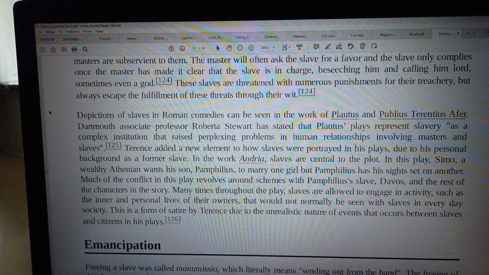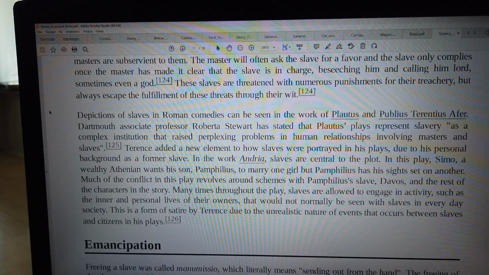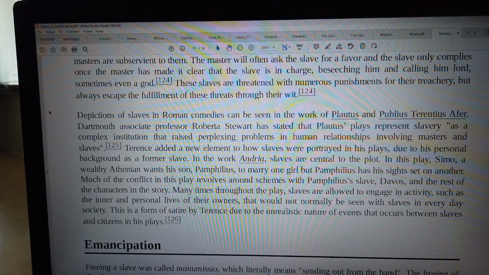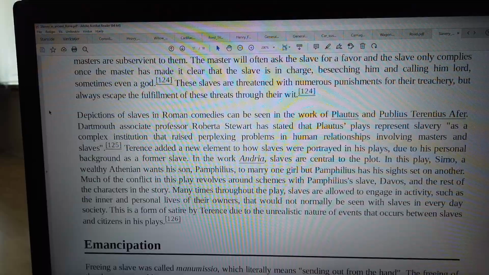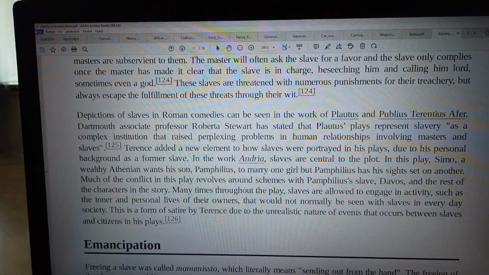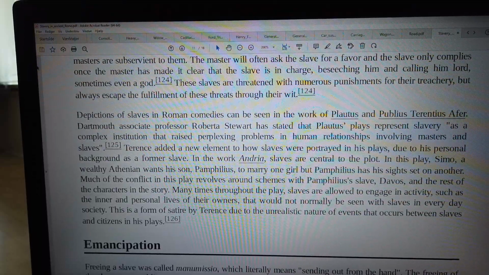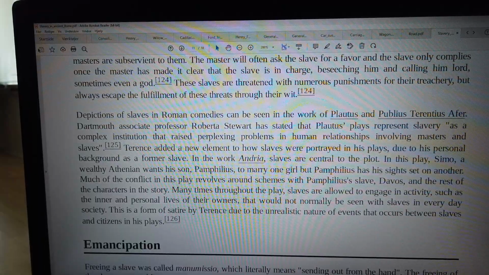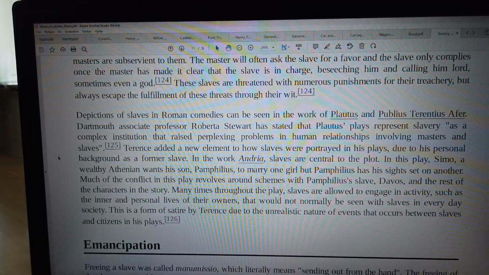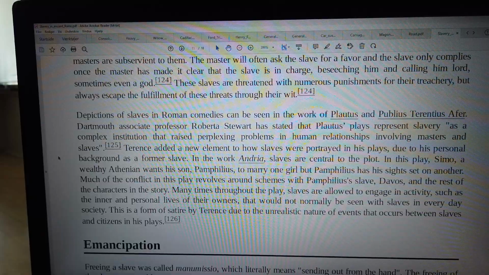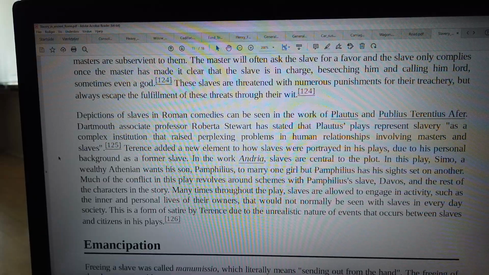Depictions of slaves in Roman comedies can be seen in the work of Plautus and Publius Terentius Afer. Dartmouth associate professor Roberta Stewart has stated that Plautus' plays represent slavery as a complex institution that raised perplexing problems in human relationships involving masters and slaves.